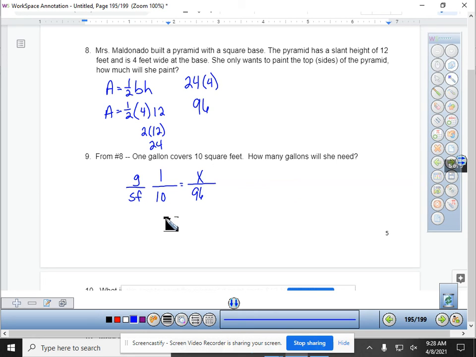What'd you get? Good. Why is she going to need 10 gallons? Why will she not need 9.6? Because you can't get 0.6 of a gallon. Good job. 10 gallons.